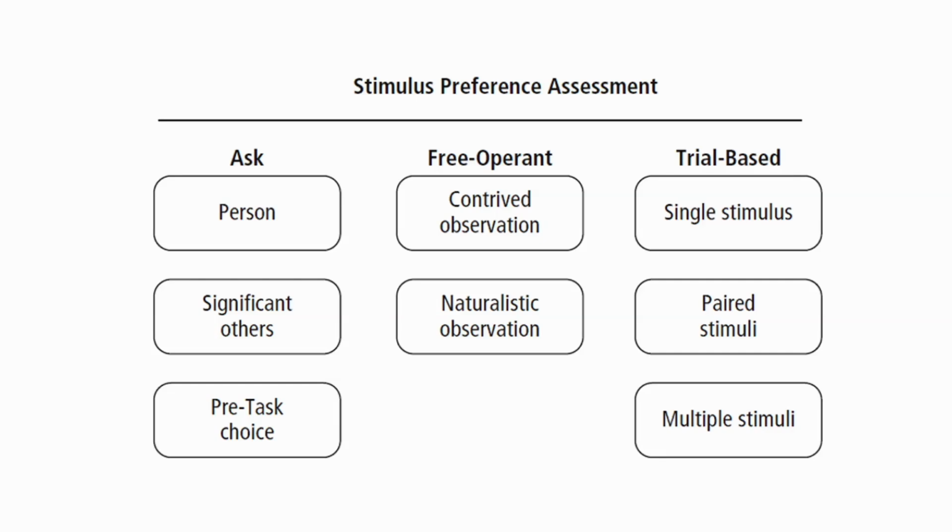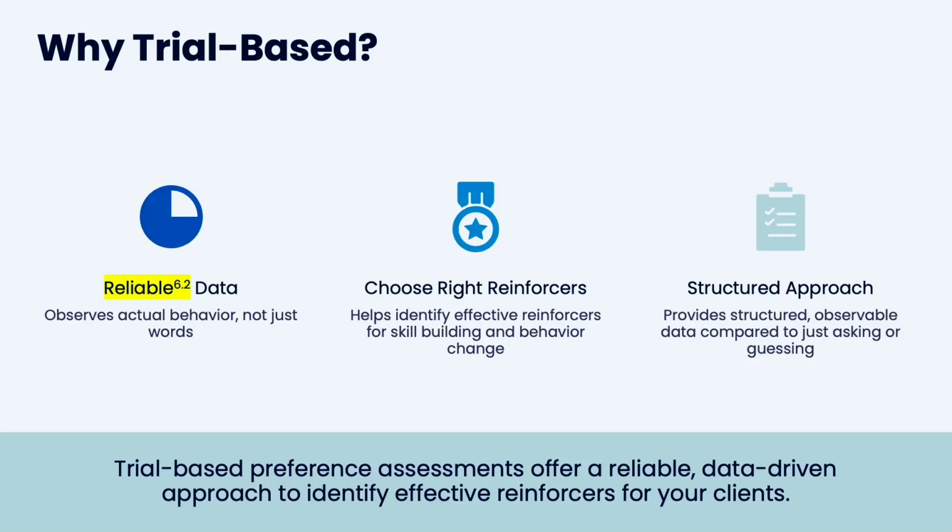And again, that naturalistic is really nice to do with other observation methods. You can just add it into any type of observation when you're in sort of a setting that they're typically in, whether it's like classroom or at home. You can just watch where they go to at home for their items. And then what we're talking about right now is going to be trial-based. And so we have 3 types of trial-based, and then multiple stimuli have 2. So we have single stimulus, paired stimulus, and multiple stimulus.